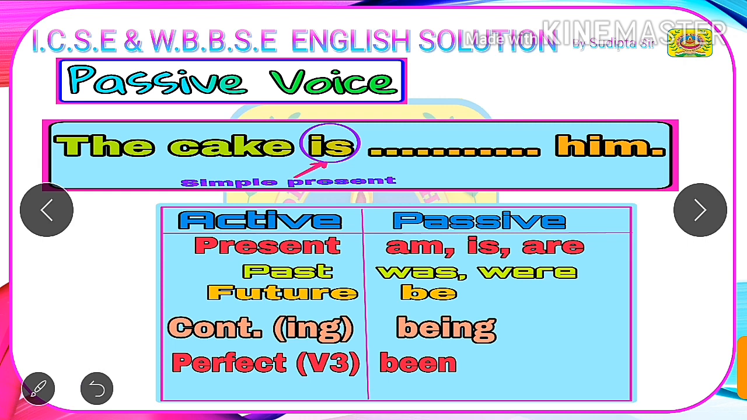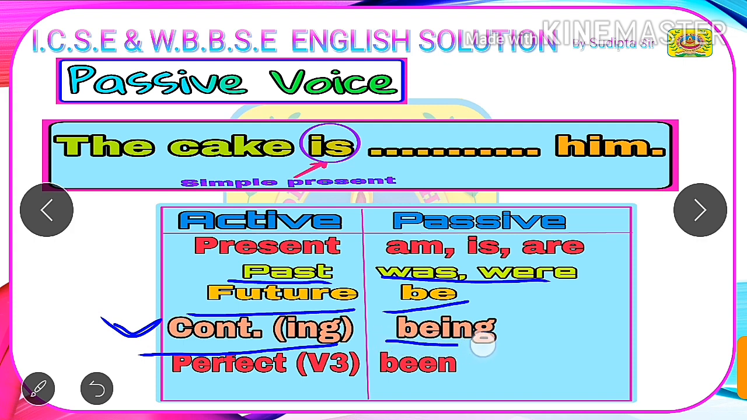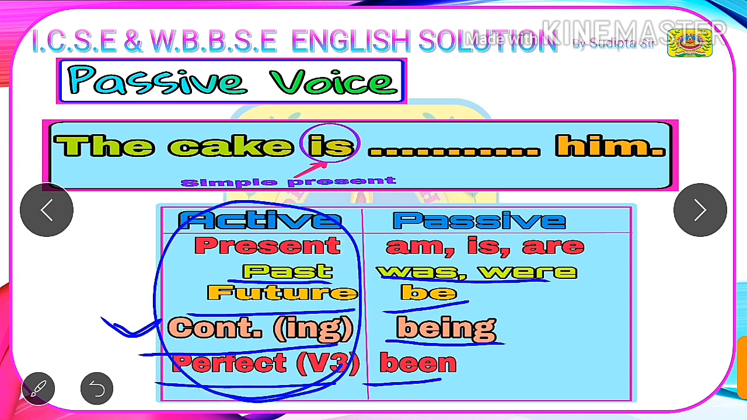Students, the to be forms of simple past tense are was and were. The to be form of future tense, that is simple future tense, is be. For continuous tense, that is V1 plus ing, if we find V1 plus ing in active voice, then we have to use being, that is the to be form of continuous tense. Next, if we find the perfect tense, that is the past participle form in the active voice, then we have to use been, which is the to be form of perfect tense. So students, according to the tense in the active voice which is given, we have to use the to be form. But we have to remember that the to be form which we use will be according to our new subject.